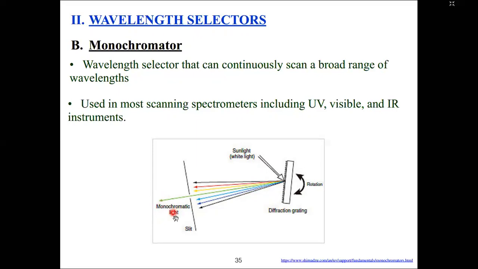It can continuously scan because as you rotate this continuously, you have a motor which will rotate this diffraction grating at a certain angle, and the rate of the change of the angle will be very small. Once it is rotating, only one wavelength of the light passes here, then it rotates automatically, then the other wavelength, then the other wavelength. So it is continuously changing. It is continuously scanning.